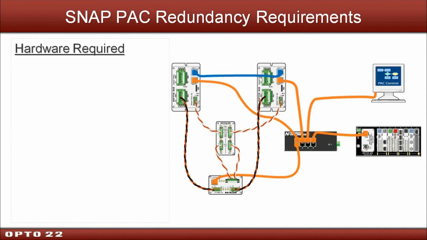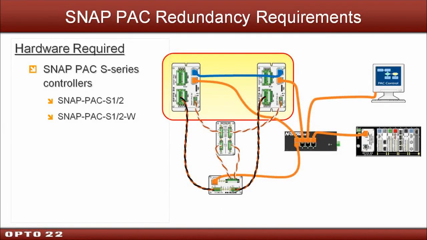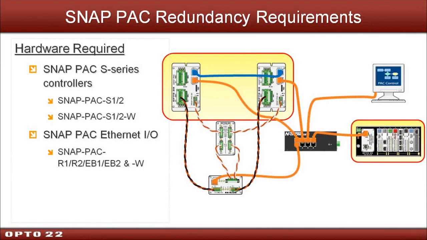Okay, let's take a look at some of the redundancy requirements. The hardware required first. The first thing you're going to need to build a redundant system is a couple of PAC S-series controllers. This redundancy system is only supported by PAC S-series controllers today. That's PAC S-series 1 or 2, or the S1 or S2 in the wireless versions. The second thing you'll need is some I/O, naturally. SNAP PAC Ethernet I/O is what's supported on our redundant systems. Serial I/O is not supported.